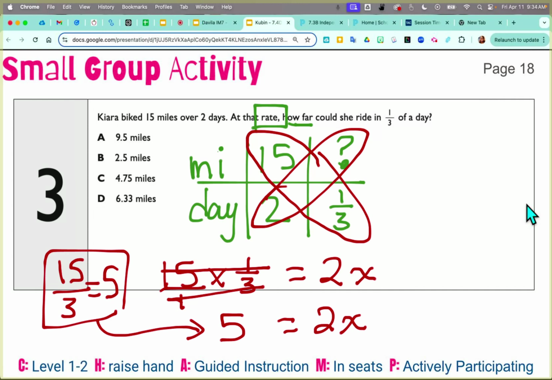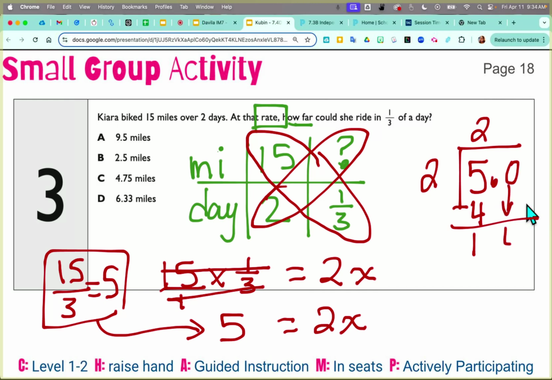And why did I divide by 3? Well, a fraction means division. And when you multiply fractions, you can also simplify by dividing. Now, when I'm looking for x, I'm going to take 2 and go into 5 2 times. 1, bring down my 0, decimal, 5, and my answer is 2.5.